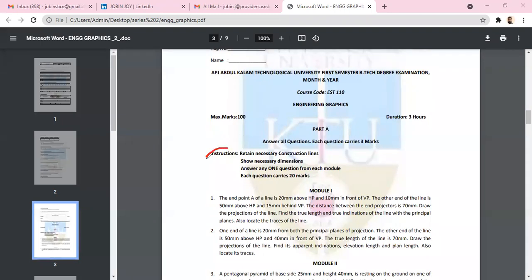Okay, so there are some instructions, and you have to follow them. Retain necessary construction lines. When you draw various projections, isometric projection, perspective projection, or orthographic views, there will be some construction lines. Construction lines are useful for creating the final view. The final isometric view, front view, top view, side view, or perspective view are what is important, but we need some construction lines.